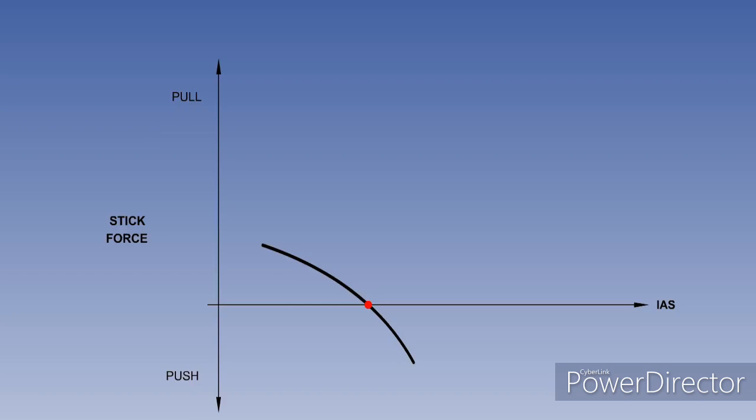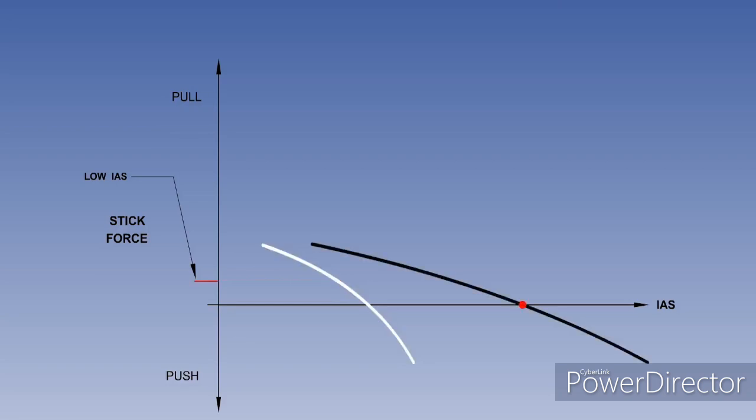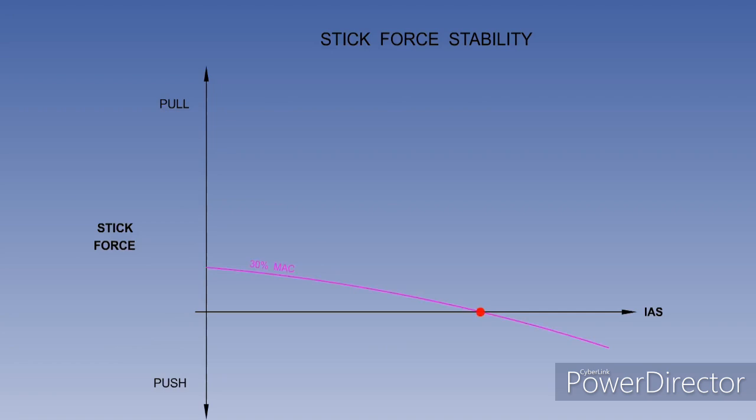The plot shows the stick force gradient with the aircraft in trim at low indicated airspeed. To maintain a reduced indicated airspeed of, let's say, 10 knots at low speed, a certain pull force is required. The plot now includes a stick force gradient with the aircraft in trim at a higher speed. To maintain the same 10 knot speed reduction from trim speed at a higher speed, a pull force is still required, but the required pull force is smaller. We can now consider the effect of CG position on stick force.